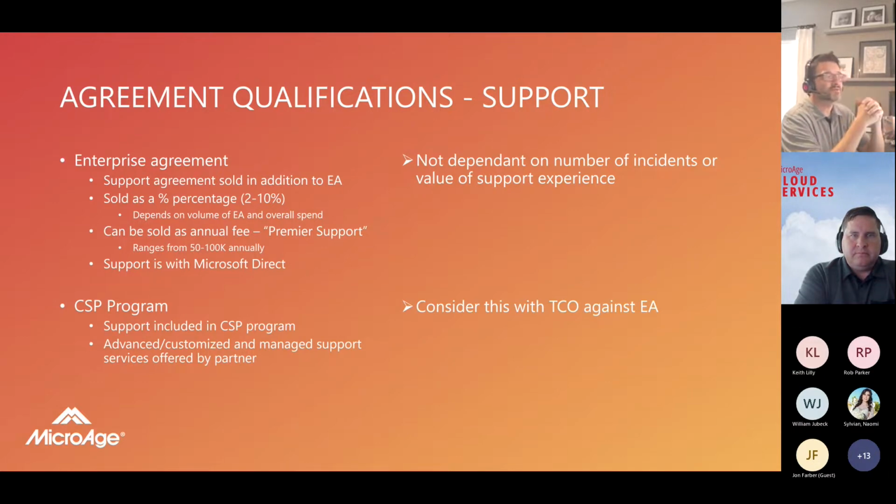Or you could just leverage the support that's included in the CSP program, which is tier 1 technical support. It's information, guidance, and they're available for you, as long as you're proficient enough to solve a lot of these issues on your own. But you want to consider support costs in your TCO against an enterprise agreement. So it's not just a license to license cost, right? There are other factors to consider, especially when it comes to support.